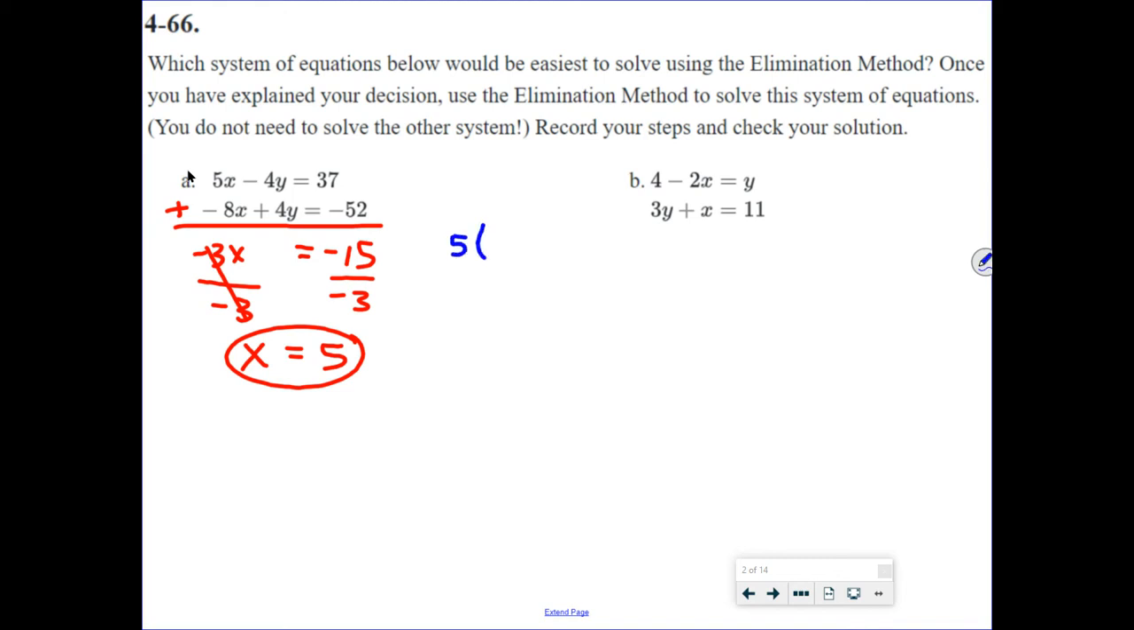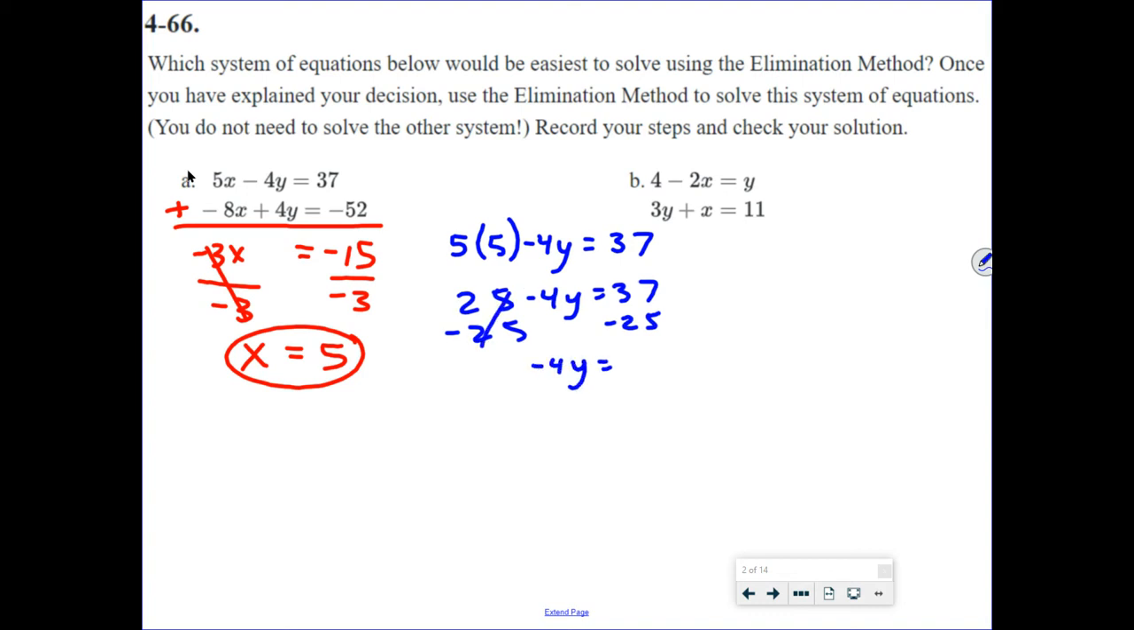So 5 times x, which is 5, minus 4y equals 37. So 5 times 5 is 25 minus 4y. And then minus 25, minus 25. Negative 4y equals 12. Then divide by negative 4, divide by negative 4. y equals negative 3.